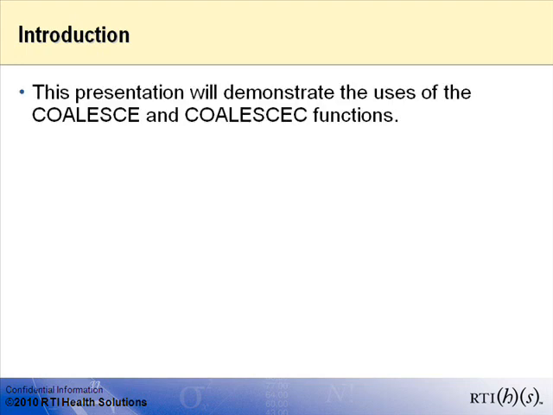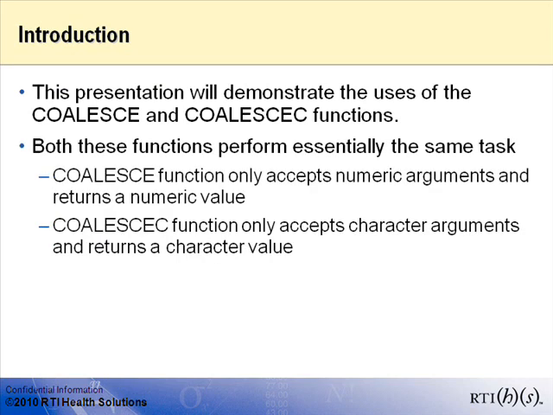I'm going to demonstrate some practical examples of using two lesser known but very useful functions in base SAS. These are called the COALESCE and the COALESCEC functions. Essentially, these two functions perform the same task. However, as with many functions in SAS, one function, the COALESCE function, is for use with numeric variables, and the COALESCEC function is for use with character variables.